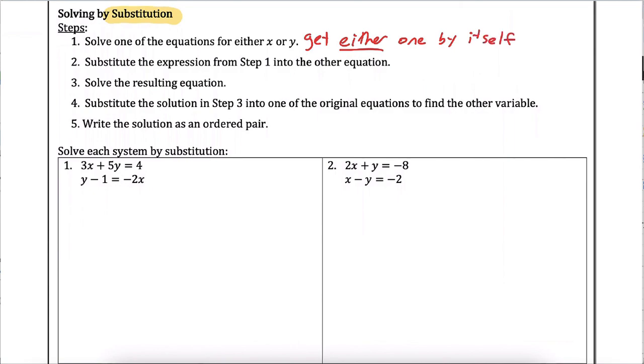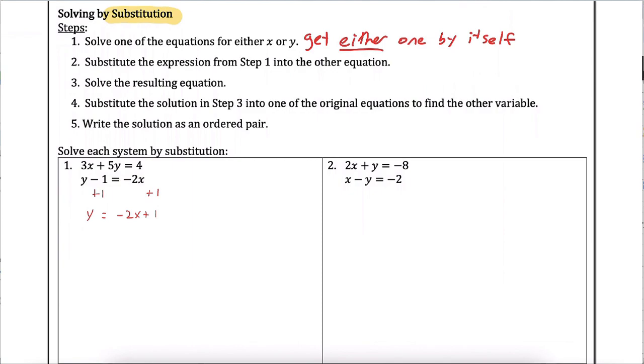In this case, I'm going to look at this equation over here and say, oh, that y is almost by itself. So it should be easy to finish getting it by itself. All I need to do is add 1 to both sides, and that would make this equation y equals negative 2x plus 1, which means anywhere I see a y in this system of equations, I can take it out and replace it with negative 2x plus 1. And so that's going to be my step number 2.